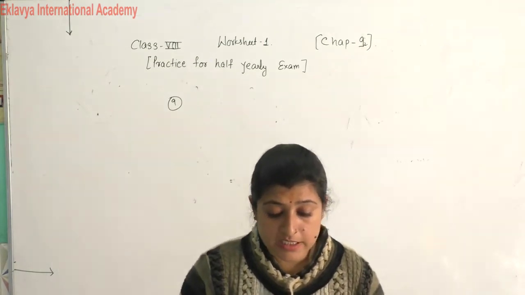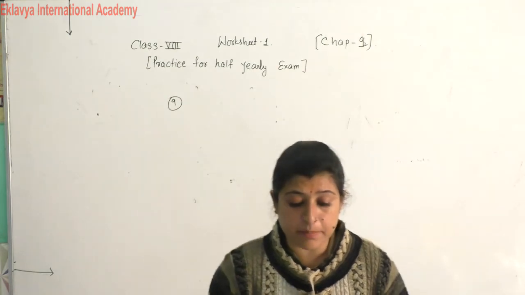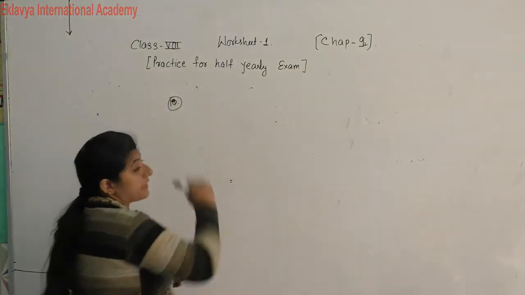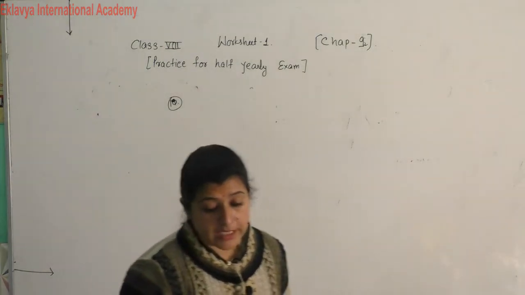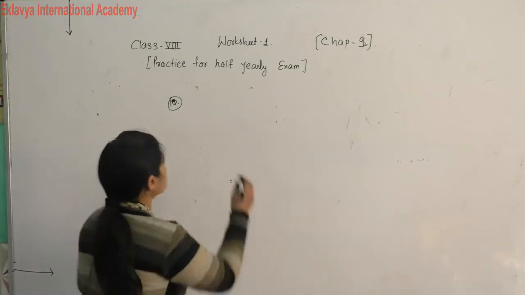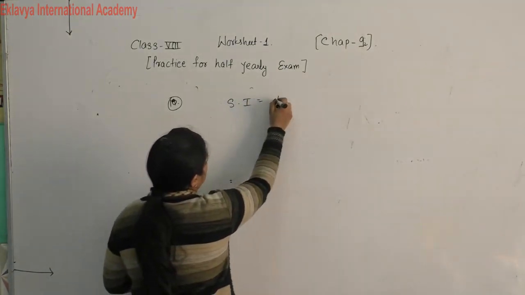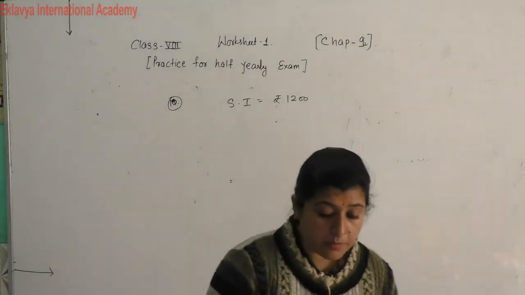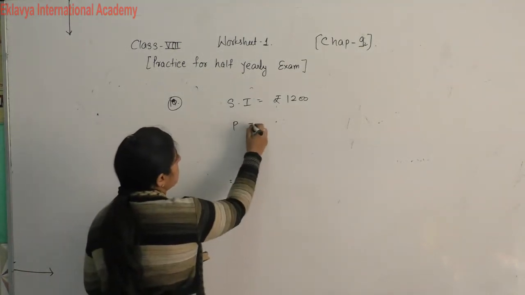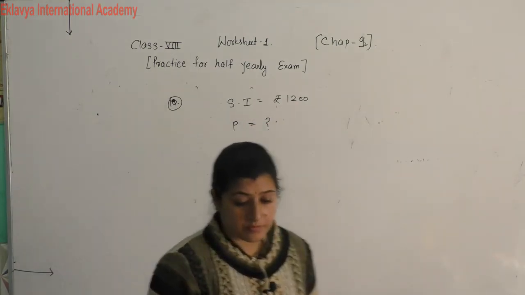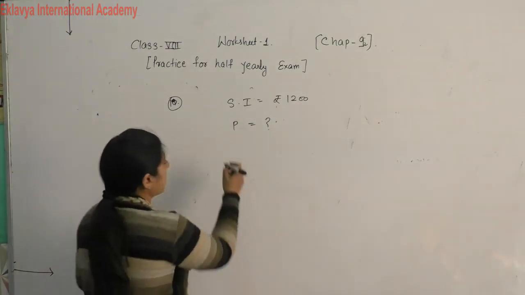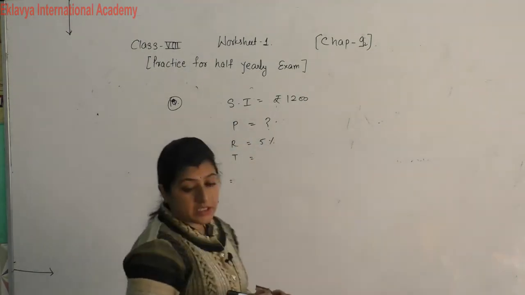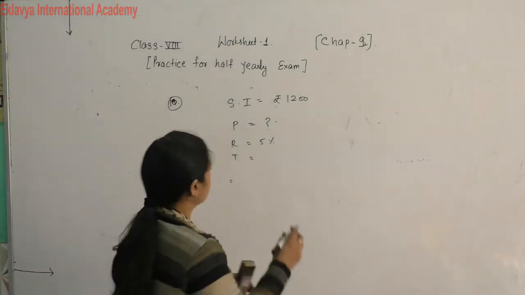Question number 10, see now. If the simple interest on a sum of money at 5% per annum for 3 years is rupees 1200. The simple interest is given to you as rupees 1200. On a sum of money, we don't know the sum of money, which means we don't know the principal amount. The rate is 5% per annum, and the time period is 3 years.